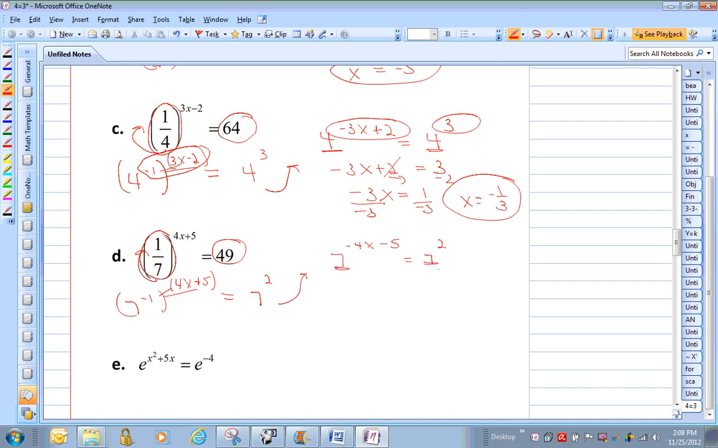Now I am one to one, and I will solve the exponents. So negative 4x minus 5 equals 2. I would move the 5 to the other side by adding it to the other side. I would have negative 4x is equal to 7, and I would divide by negative 4 on both sides, and I would get x is equal to negative 7/4.